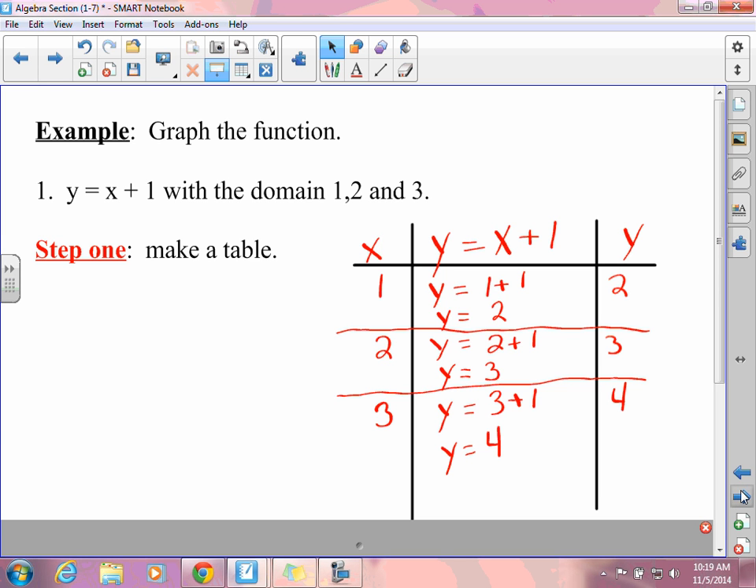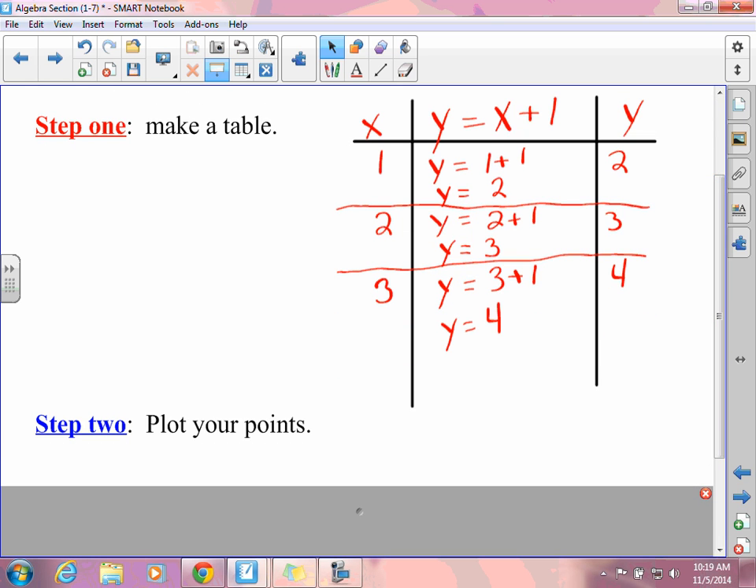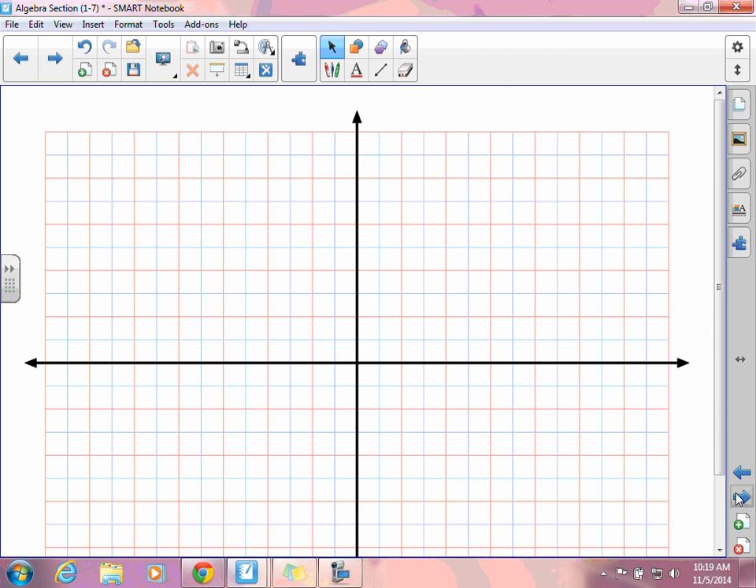So step 1 is your H table. It's making your table. And then it asks you to plot your points. So we're going to go ahead and go to your graph. The graph is 1, 2, 2, 3, and 3, 4.